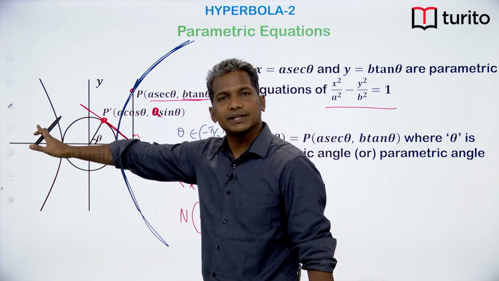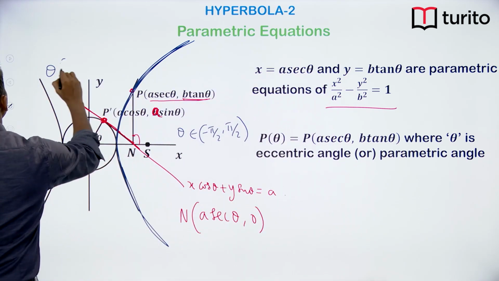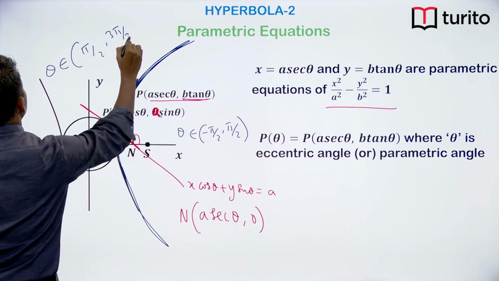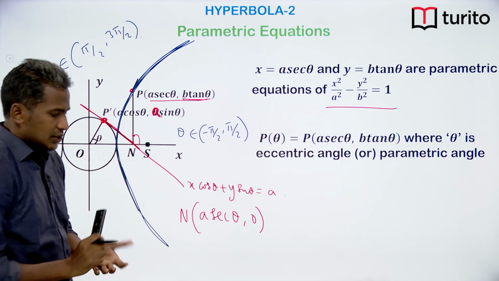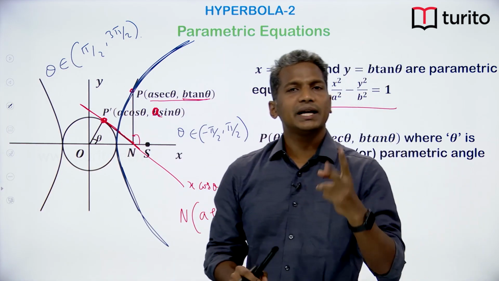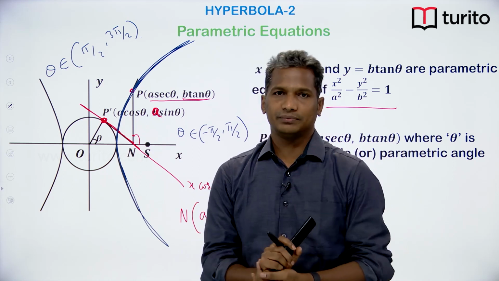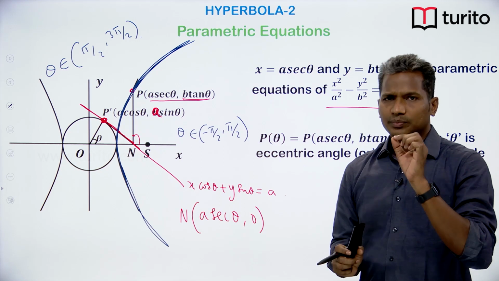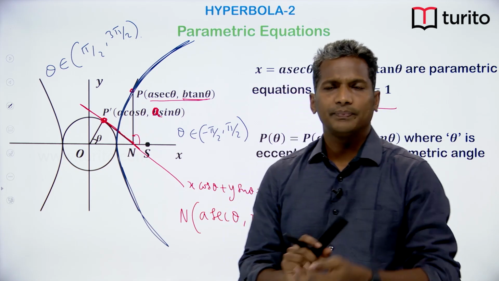Similarly, for the other branch, theta must belong to pi by 2 to 3 pi by 2. So, this way we can observe that there are only 2 points where the eccentric angle and the original angle are equal. So, this way we can understand the meaning of the parametric form of the hyperbola.